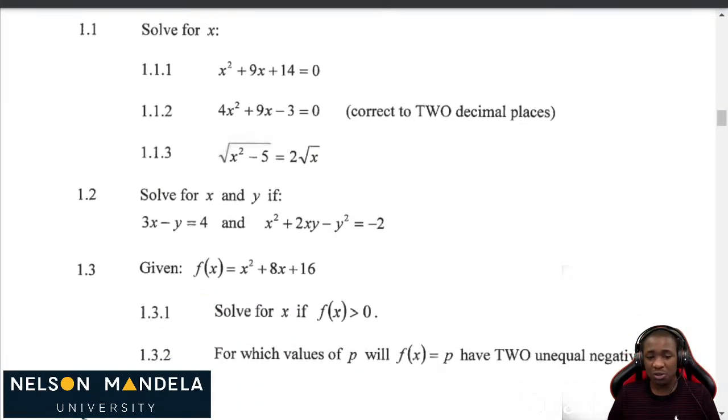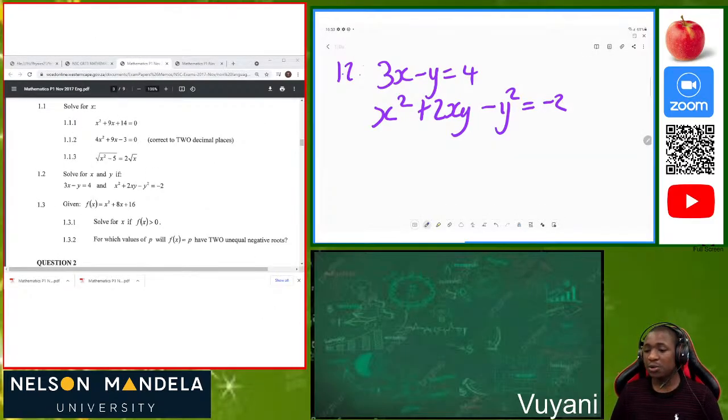1.2, we are asked to solve for x and y simultaneously. Oh my word, this is amazing. The same questions they ask you over and over, the same setting of questions is always the same. So here we are given 3x minus y is equal to 4, and we are also given x squared plus 2xy minus y squared is equal to negative 2.